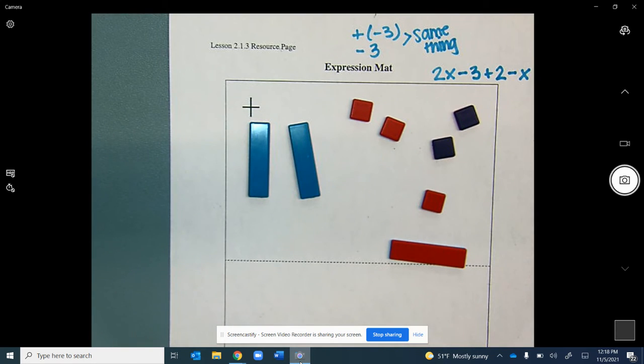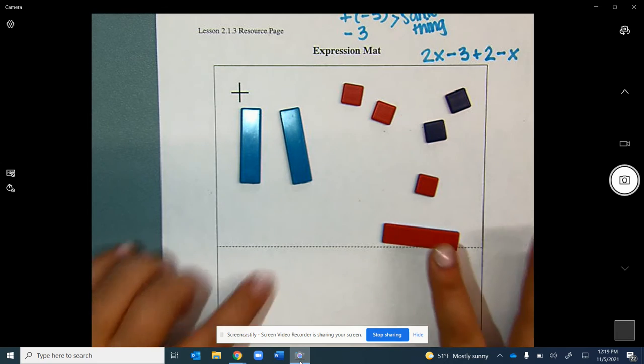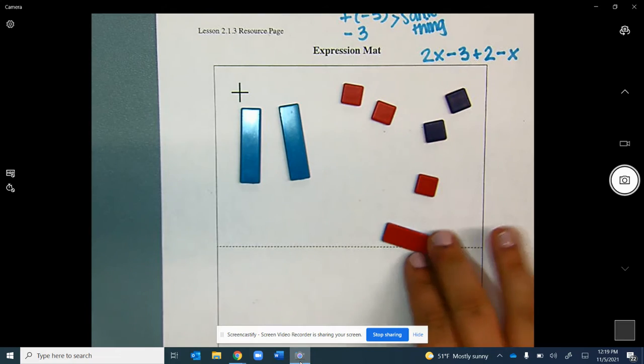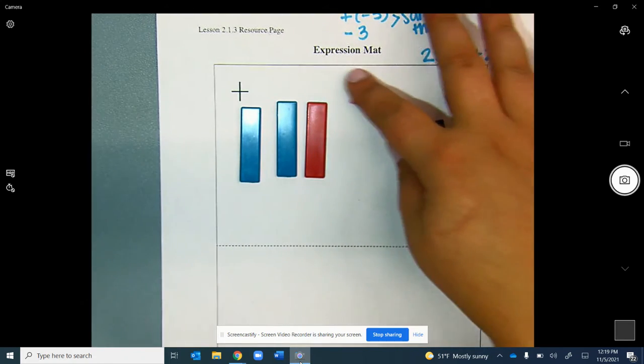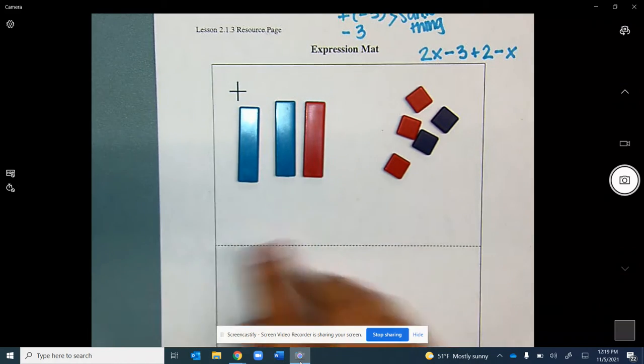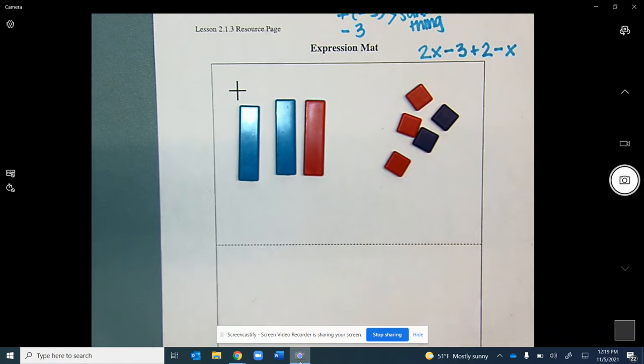So I'm going to rearrange my tiles so that I have the same terms next to each other. And what I mean by terms in this case is just the different tiles. Remember when we were talking about the different kinds of tiles, we said that each of these shapes represents a different type of term. Okay, so if I move my x's together and I move my ones together, now I can make 0 pairs. Remember, so right now with this 2x minus 3 plus 2 minus x, this equals a certain value. We don't know what it is, but it equals something, right? We don't know what x is, so it could be a lot of different things.